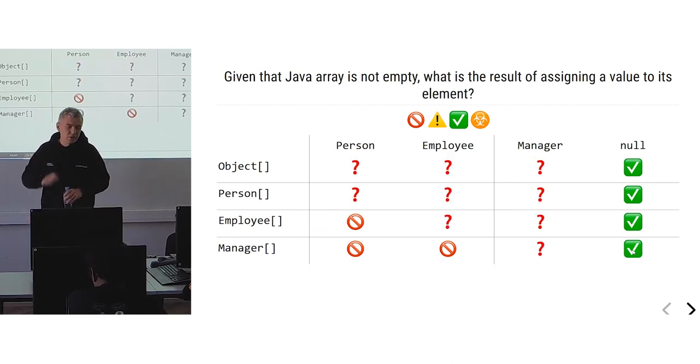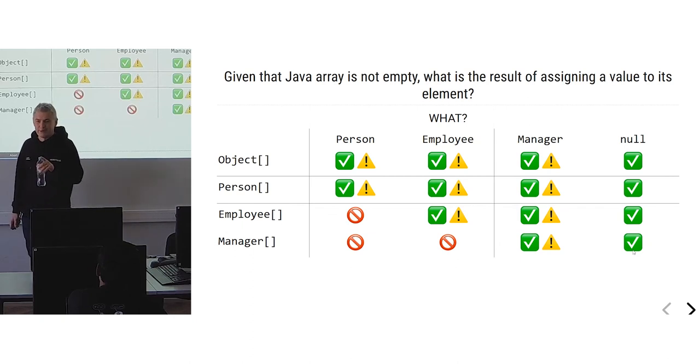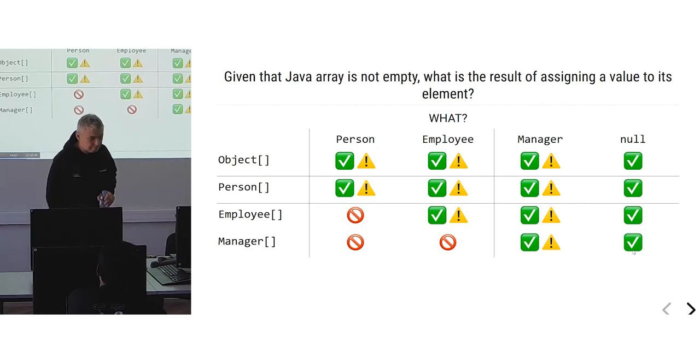Okay. So what about this part of the table? What do you think? It will compile and run. Any other ideas? Okay. See, exception is also possible. I'm pretty sure you don't know why, but I will show you how. Why is it so? I will explain it just a couple of minutes later.